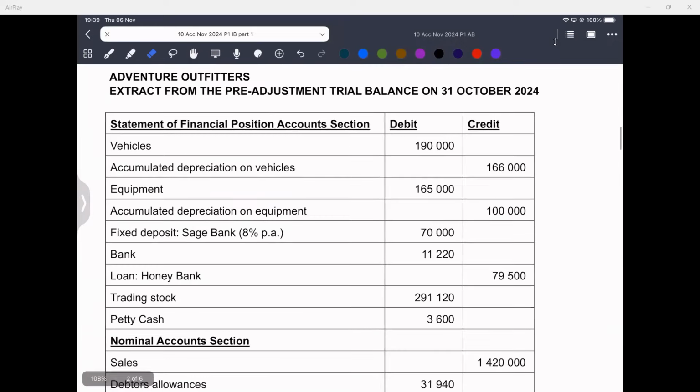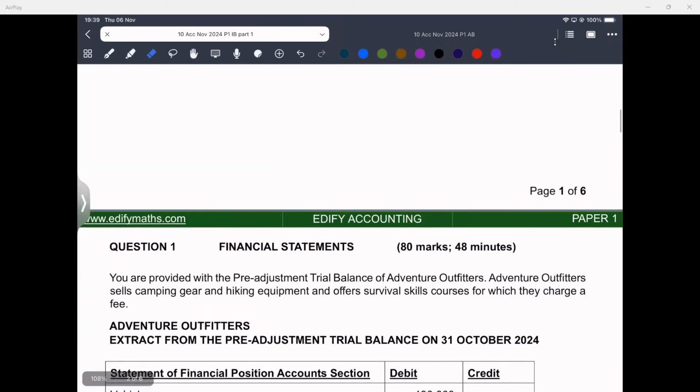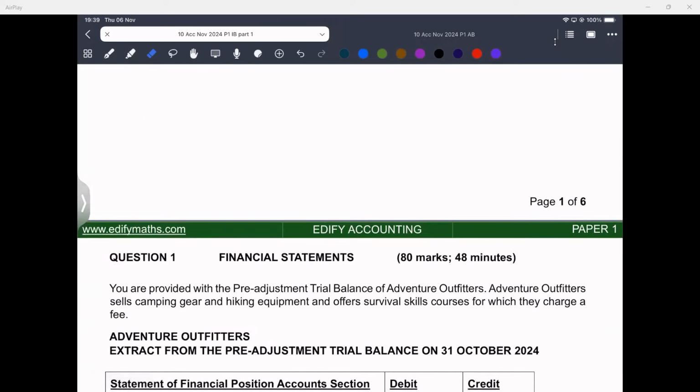I'll be finishing off this paper here. I'll start with financial statements. Wow, it's 80 marks and it will take us 48 minutes, hopefully less than that. So you're provided with the pre-adjustment trial balance of Adventure Outfitters.